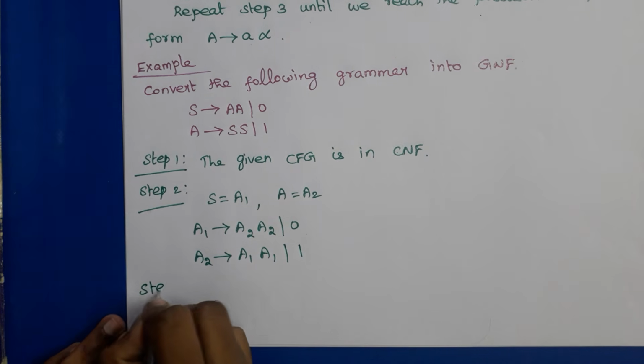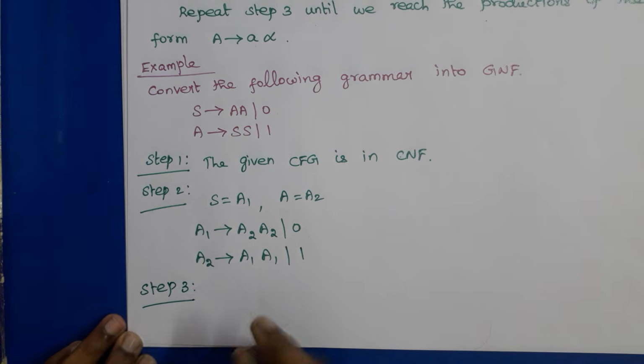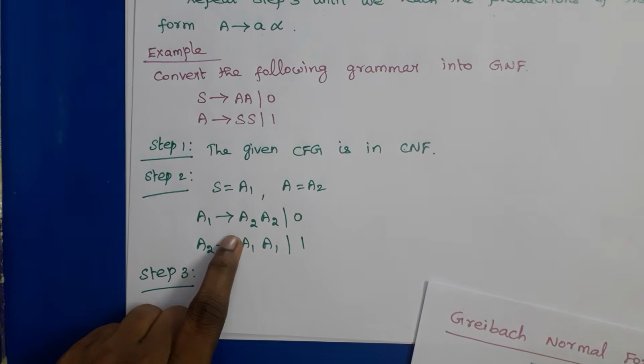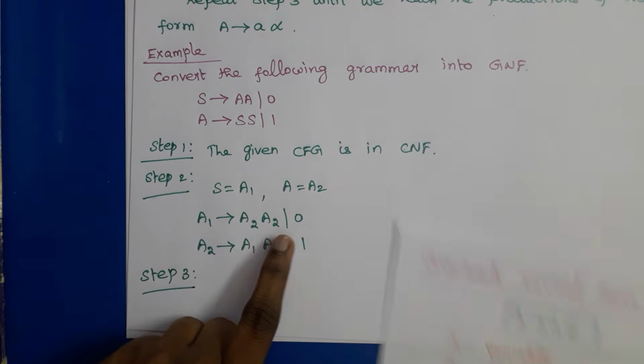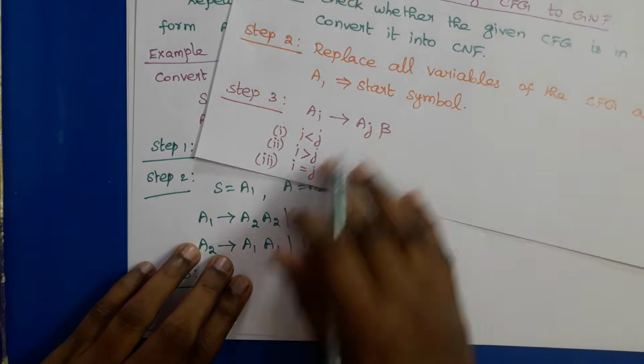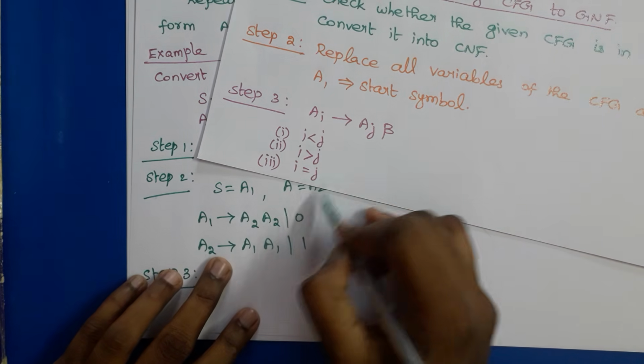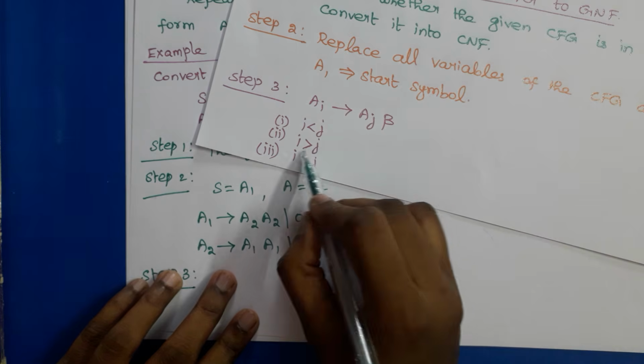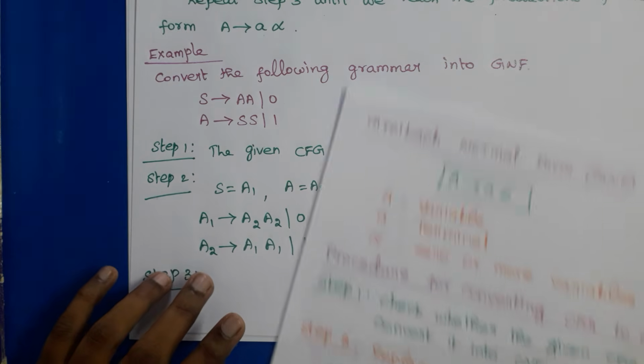Then step 3. So step 3 means we have to consider each production, and so now all productions are in the form of A_i tends to A_j beta bar alpha. Okay, A_j beta, like that. So we will get any one of the cases. i may be less than j, greater than j, or equal to j.